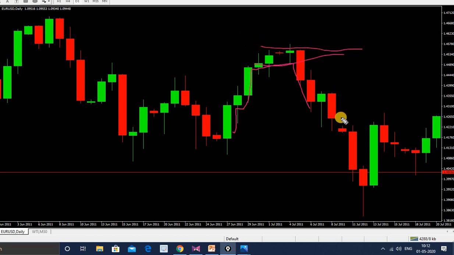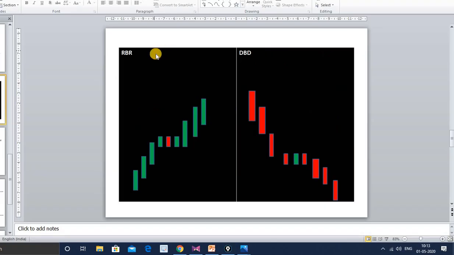So this is a drop, base, drop. One supply zone over here. Okay, now drop, base, rally. One demand zone that will come here. So you see, the price is touching and then it's retracing back. So you saw that there are two types of continuation pattern: rally, base, rally, and drop, base, drop. So this one is rally, base, rally, and a drop, base, drop.